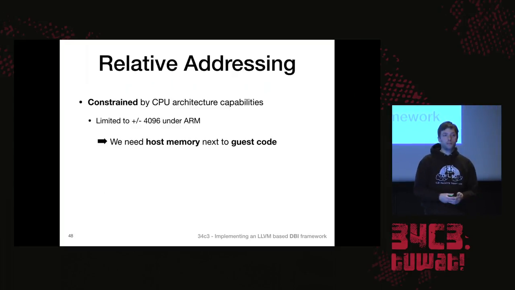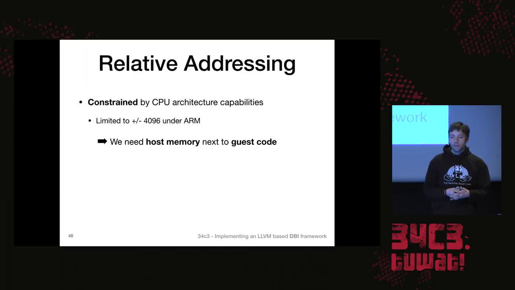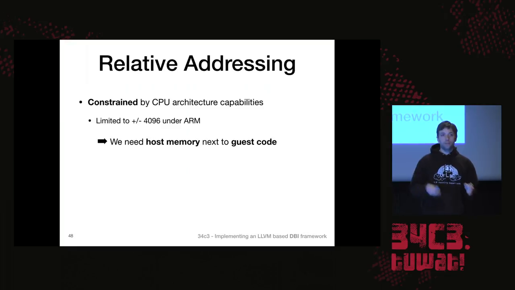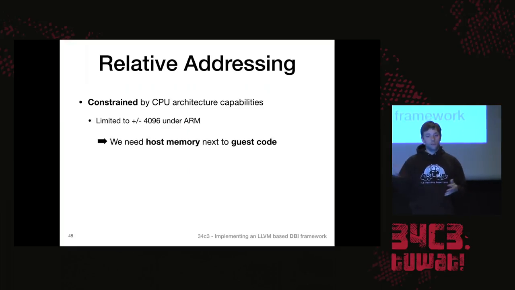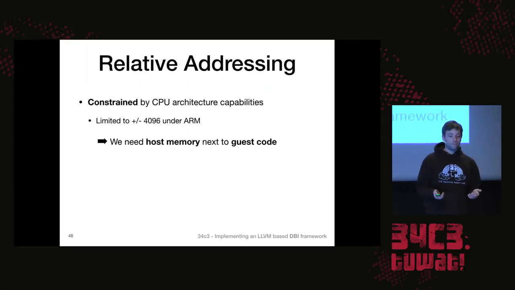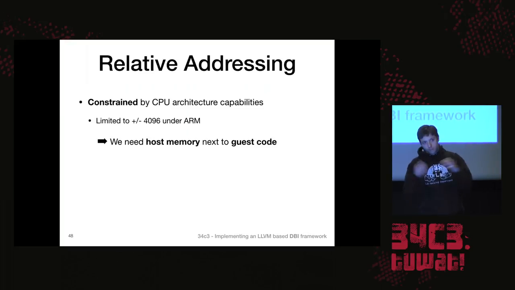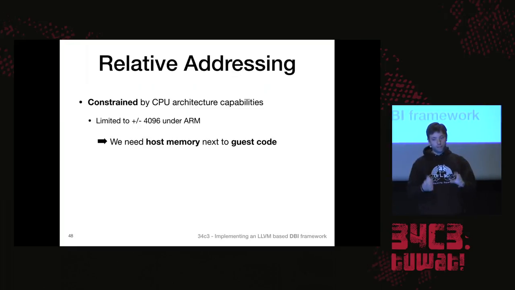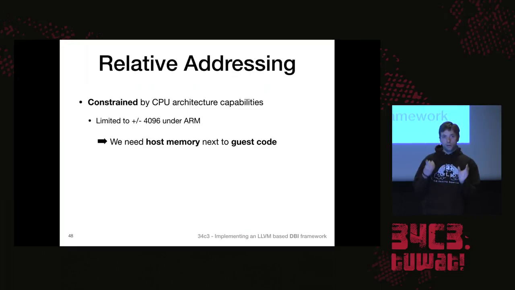However, relative addressing is extremely constrained by CPU architecture. So under x86, you can do a 32-bit relative memory address. But under ARM, you only have 12 bits. And basically, if you look at the encoding, this means that you're limited to plus or minus 4096 bytes under ARM. So the conclusion of this is that if you want to have a context switch that works nicely on cross-architecture support, you need to have a situation where you have host memory really close to the guest code, to the instrumented code you generated.